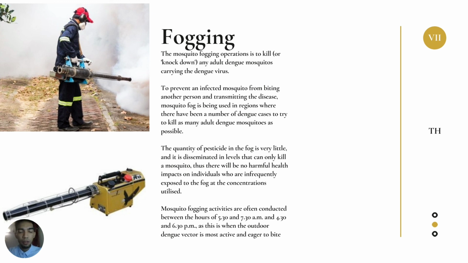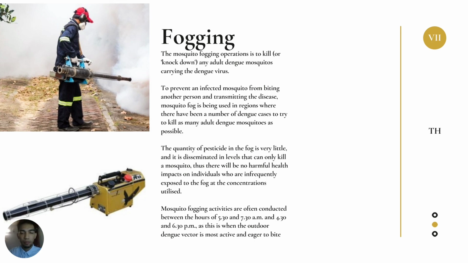At the time of the fogging, workers should leave all doors and windows in the sweep lane and surrounding the building site open, since this will allow the fog to reach the area and kill any mosquito within. Mosquito fogging activities are often conducted between the hours of 5:30 and 7:30 am and 4:30 and 6:30 pm, as this is when the outdoor dengue vector is more active and eager to bite. Wearing long sleeves and pants, as well as using an insect repellent such as anti-mosquito lotion, are the greatest ways to protect the worker.